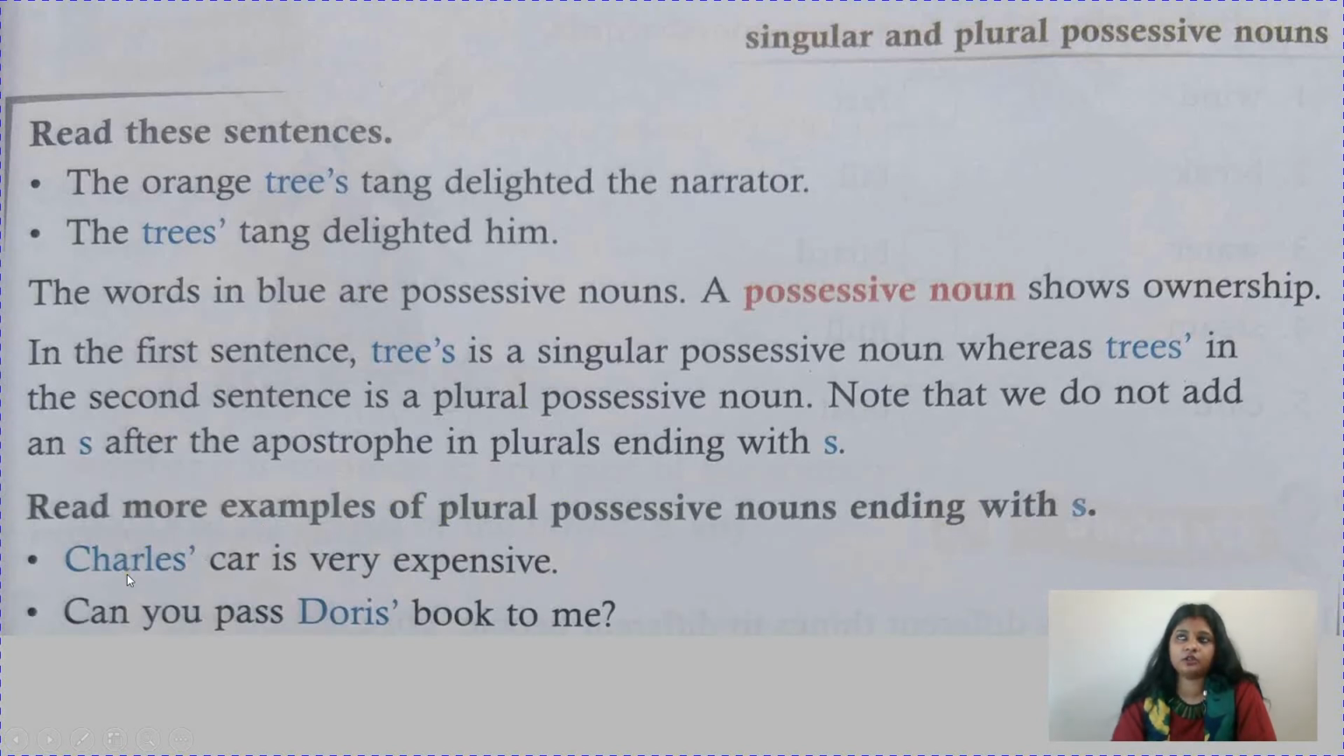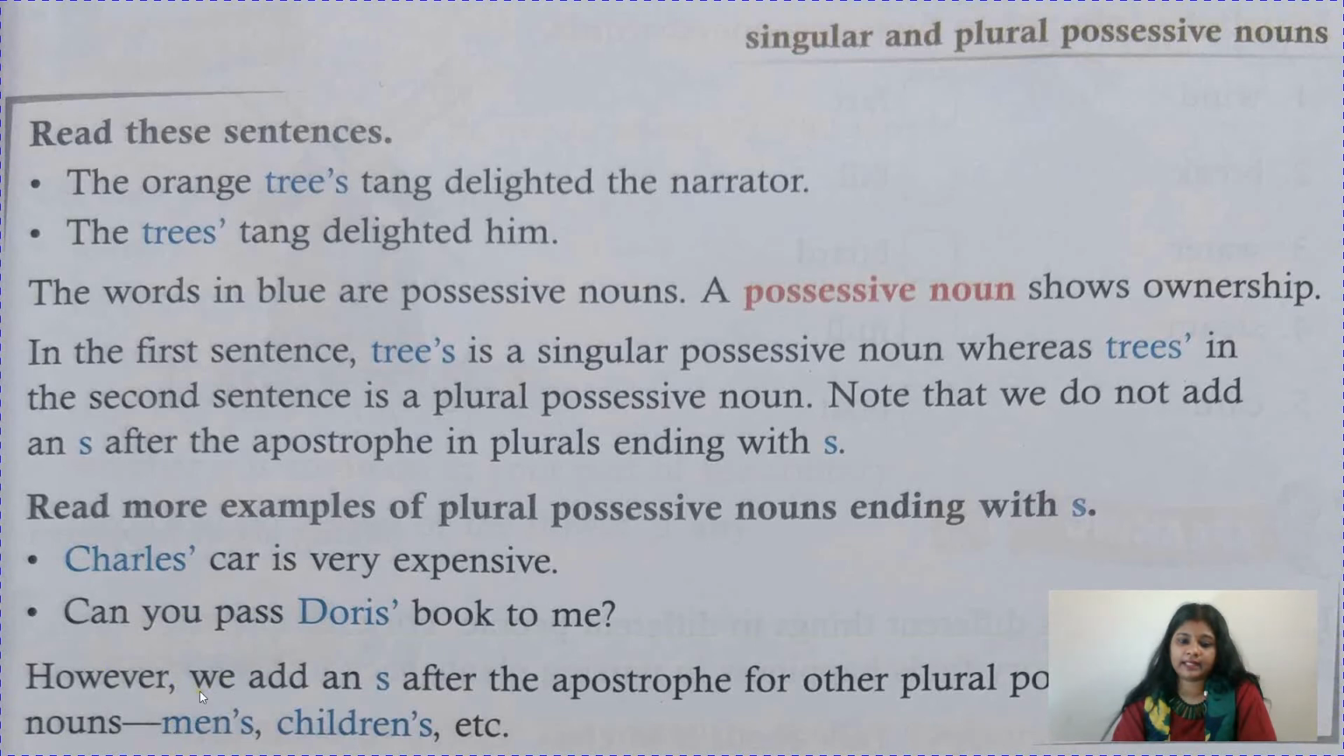Charles. Children, you know there are many names which end with S. So we will give the apostrophe at the last. So Charles' car is very expensive. Can you pass Doris' book to me? And children, suppose you are talking about all the family members of Charles, then also you will write like this only.